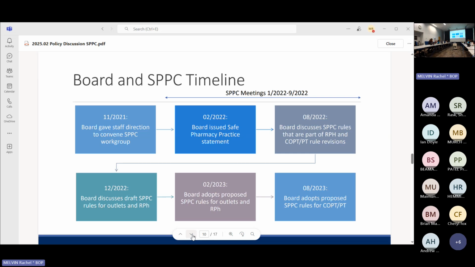And then here's another timeline outlining the interactions between the board and SPPC. As the SPPC work group concluded its work, the board began to contemplate rules in August 2022 that align with the policies that were prioritized by the SPPC to have the greatest impact on pharmacy workplace conditions and patient safety. And the board adopted rules related to SPPC for outlets and pharmacists in February of 2023 and for technicians in August of 2023.